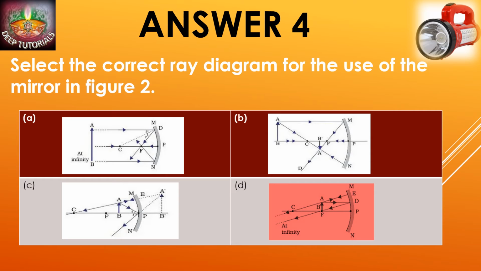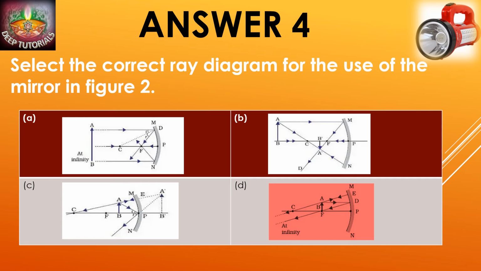Now in a torch we know that a parallel beam of light is formed. Parallel beam means all the light rays are parallel and equidistant to one another. Now if we look at all these 4 options, in the first option there is a parallel beam and the parallel beam after reflection is converging at a point F. In B option, there is an object placed beyond C. In option C, there is an object placed in between F and P.